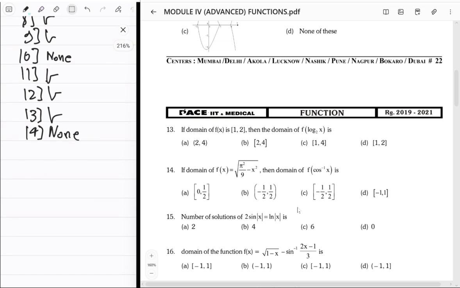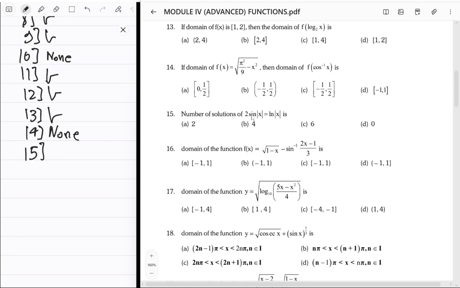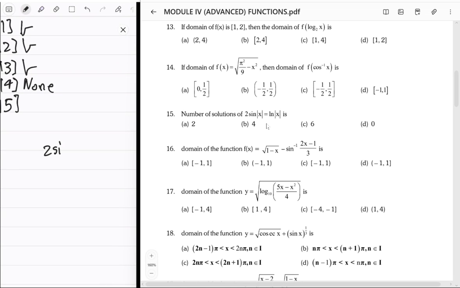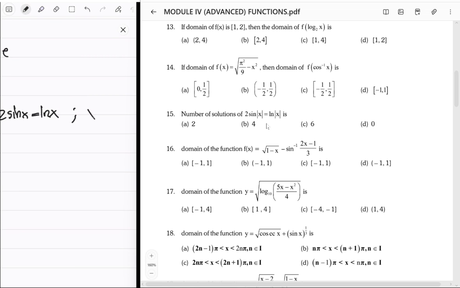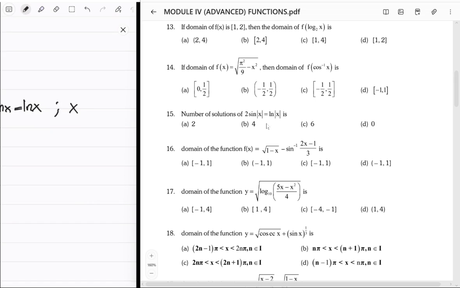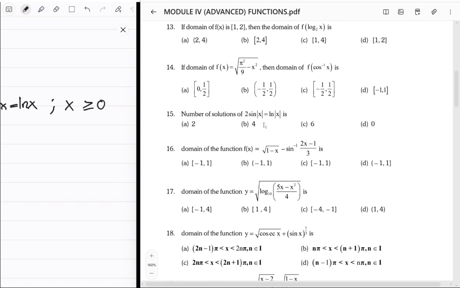Number of solutions of 2 sine mod of x is equal to natural log of mod of x. Okay. So, let's start with something easier. 2 sine x is equal to natural log of x under the restriction that x is bigger than or equal to 0, right? That's what basically you are saying.